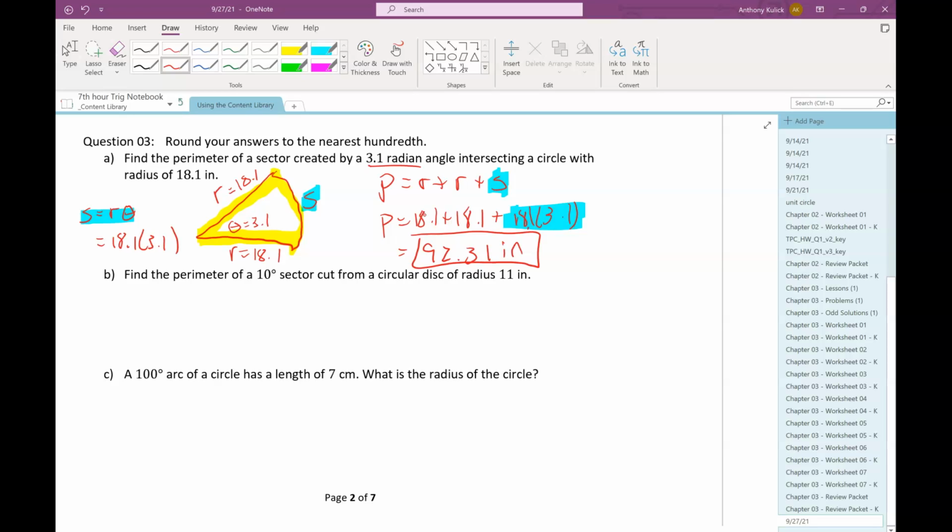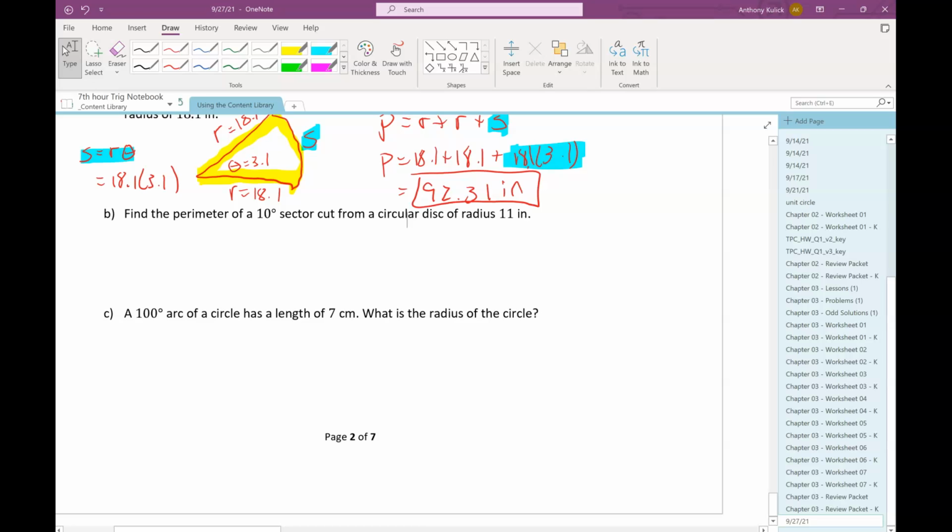Do you want to do one? Can you do one where it's like degrees and not radians? Sure. Do you have a preference? I guess C. Okay. So it says a 100-degree arc of a circle has a length of 7 centimeters. So this is our picture. Good with that?